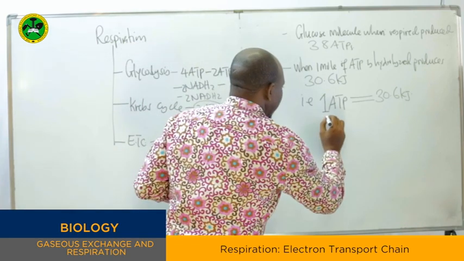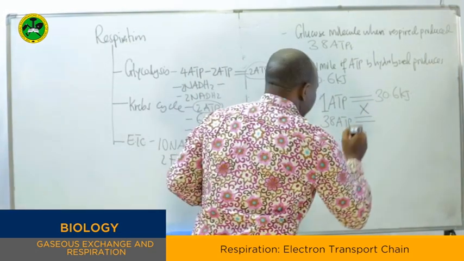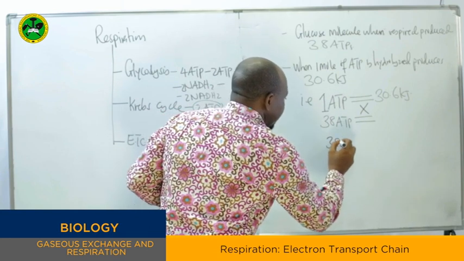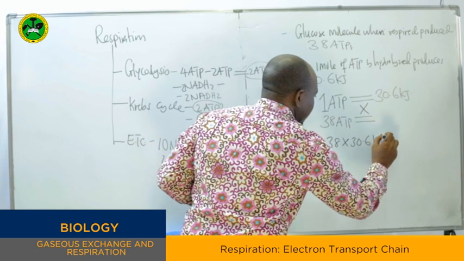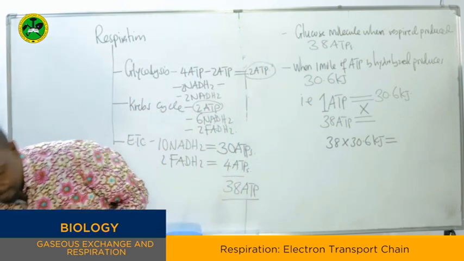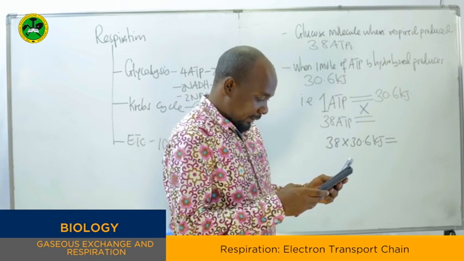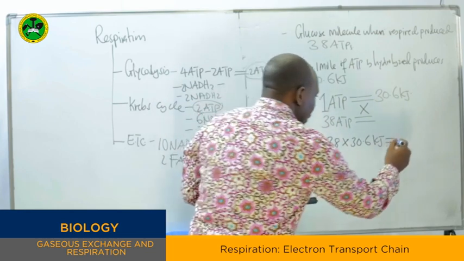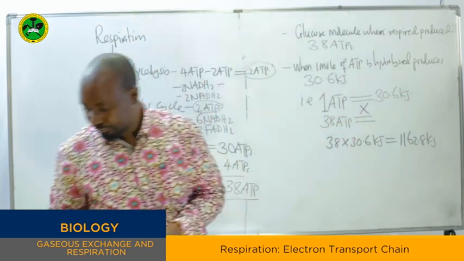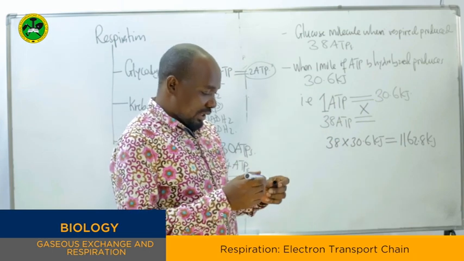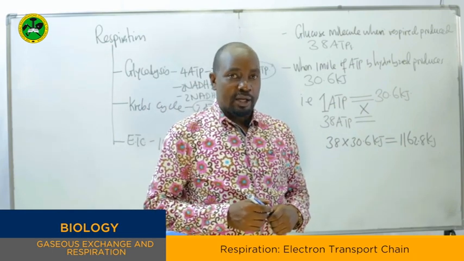Then the 38 ATP will produce 38 times 30.6 kilojoules, which is equal to 1162.8 kilojoules. That is the amount of energy produced when a glucose molecule is respired aerobically.